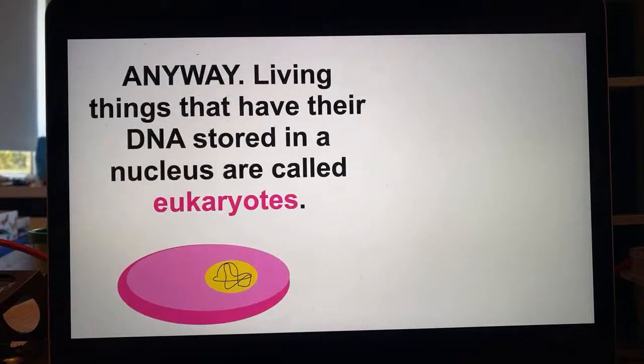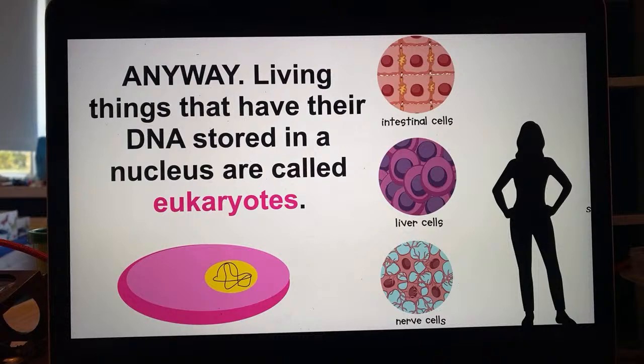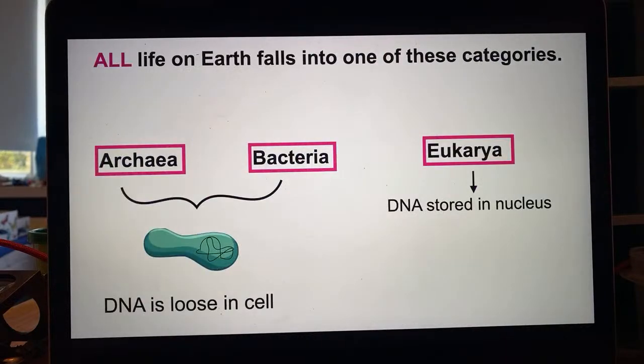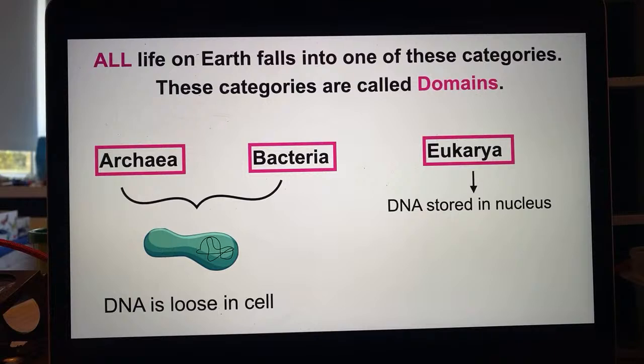Anyway, living things that have their DNA wrapped up in a nucleus are called eukaryotes. You are a eukaryote. No offense. So now we've got these 3 categories, right? The archaea and the bacteria and the eukarya. And these categories are called domains. So everything is either in the archaea or the bacteria or the eukarya domain.